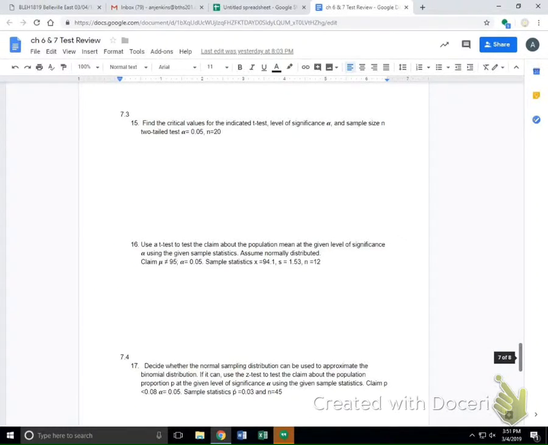Okay, so number 15, find the critical values for the indicated t-test, level of significance alpha, and the sample size. So it's a two-tailed test with an alpha of 0.05 and an n of 20. So you go into the back of the book, you're looking at two-tailed test with an alpha of 0.05, and you will see that you end up with t equals plus or minus, remember since it's two-tailed you have to account for both the positive and the negative, 2.093. Remember, if it's the left it's going to be the negative, if it's the right it's the positive, and then two-tailed we account for both of them.